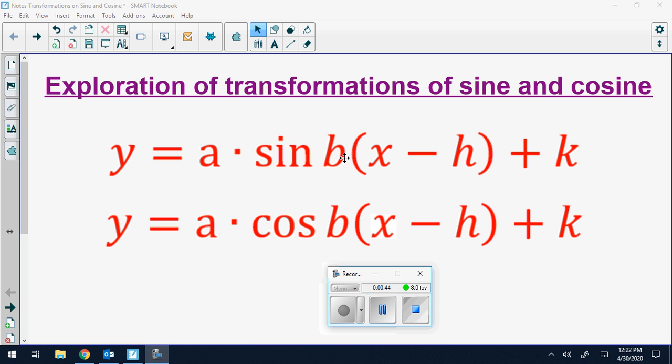But again, you don't need to take notes here. Just kind of watch, observe, play around with the Desmos. That is linked for you in the assignment. So we're going to start by looking at sine.